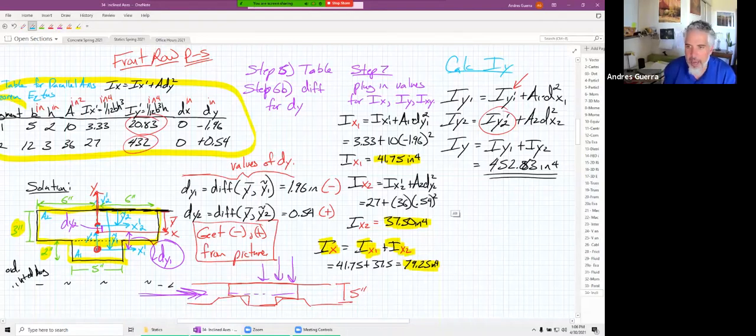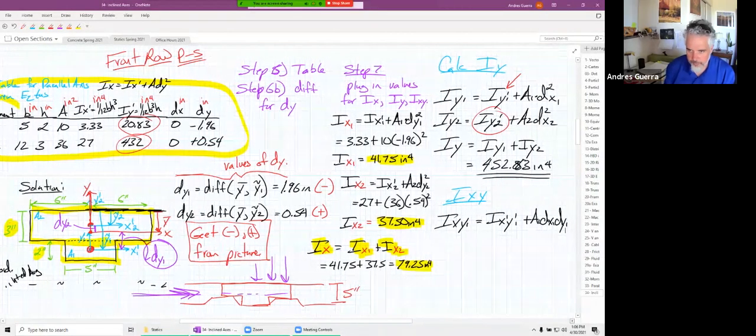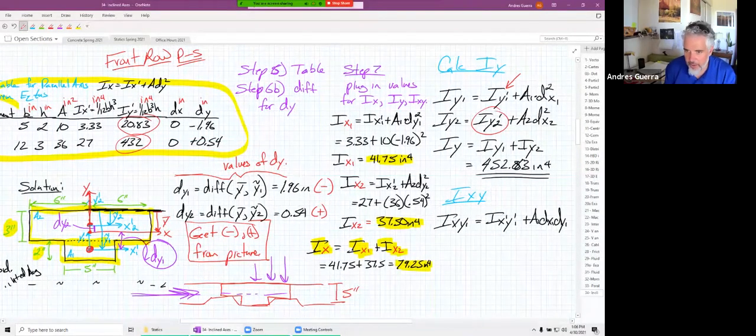Now, how about Ixy? Same idea. Ixy1 is going to be equal to Ix prime y prime 1 plus A1 times d sub x1 times d sub y1. And so we can plug in our values there. Now, nowhere in our table did we write what Ix prime y prime is equal to.